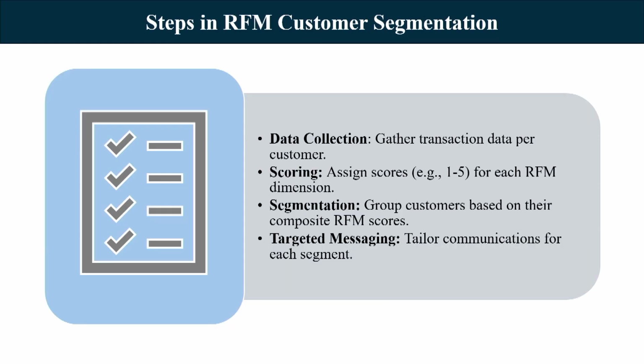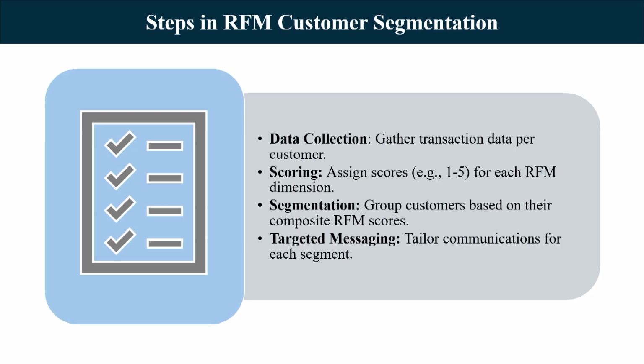Now, let us have a look at the steps associated in the RFM customer segmentation. It starts with the data collection phase. Data collection means gathering the transaction data per customer. So we can gather data such as the order date, order ID, customer ID, and order value. Most of the companies pull this data from their customer relationship management software or from some other data warehouses.